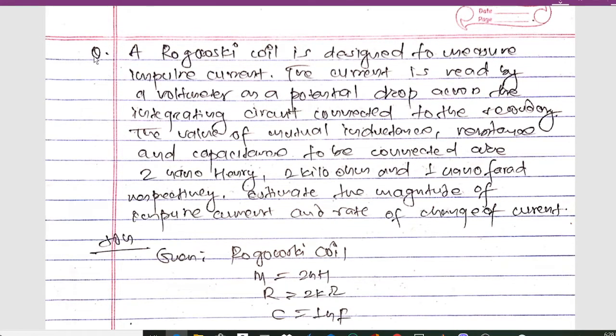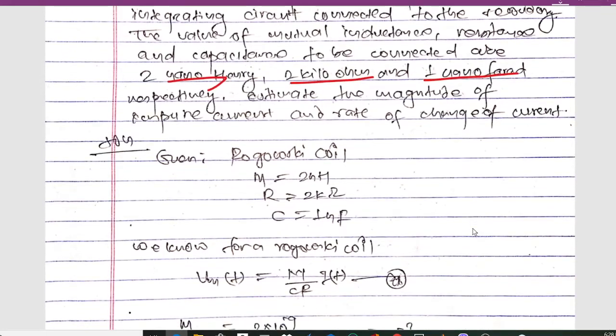This is also one of the important numericals. This is also a frequently asked numerical. A Rogowski coil is designed to measure impulse current, and the current is read by a voltmeter as a potential drop across the integrating circuit connected to the secondary. The values of mutual inductance, resistance and capacitance are 2 nanohenry, 2 kilo ohm and 1 nanofarad respectively. Estimate the magnitude of the impulse current and the rate of change of current. So here in the Rogowski coil, the value of M is given as 2 nanohenry, the value of R is given, and similarly the value of C is also given.